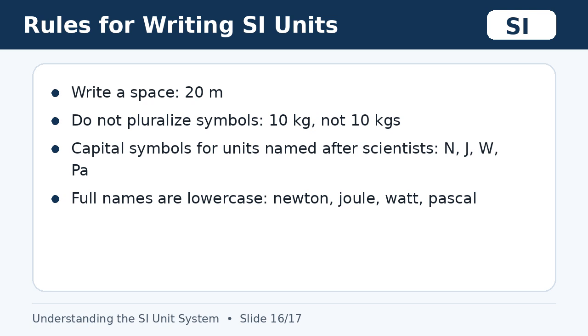Third, symbols named after scientists begin with capital letters. Examples include N, J, W, and Pa. However, when their full names are written, they normally begin with lowercase letters. Newton, joule, watt, and pascal. Units must also be included throughout scientific calculations because they help verify dimensional consistency.